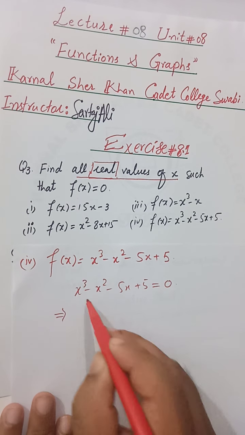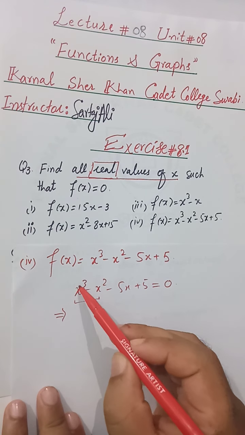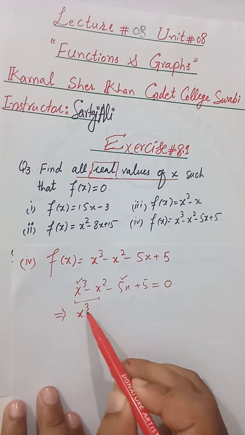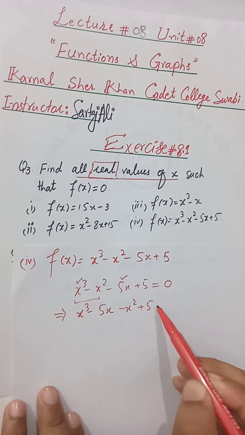Okay, I am taking common x square from the first 2 terms. Now if I combine this x cube term with minus 5x, so that will be x cube minus 5x, and this minus x square is written with plus 5 equal to 0.